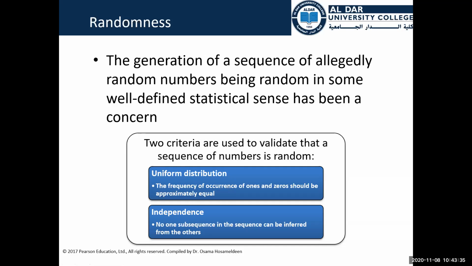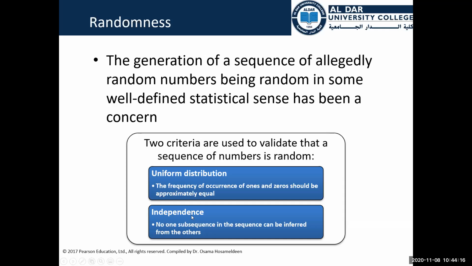For example, if you throw a coin, you have head and tail. The probability of having head is equal to the probability of having tail, which is 0.5. This is uniform distribution. Each point in the sample space has the same probability. In our sample space we have 1 and 0, so 1 has a probability of 0.5 and 0 has a probability of 0.5. This is the first criterion, uniform distribution.